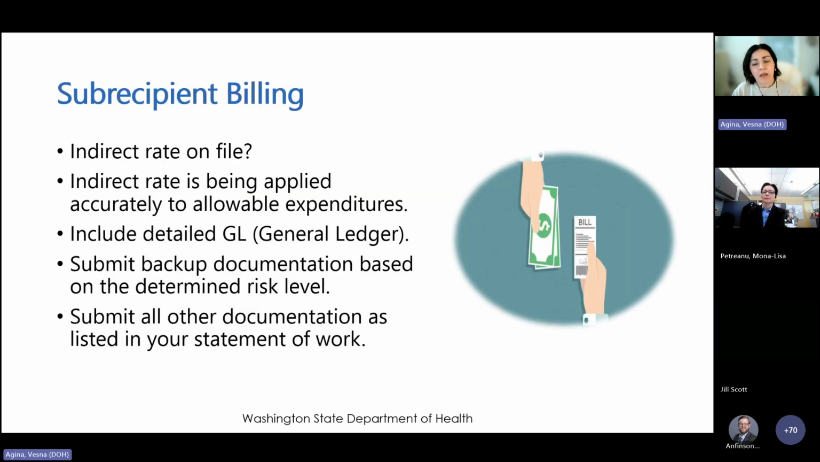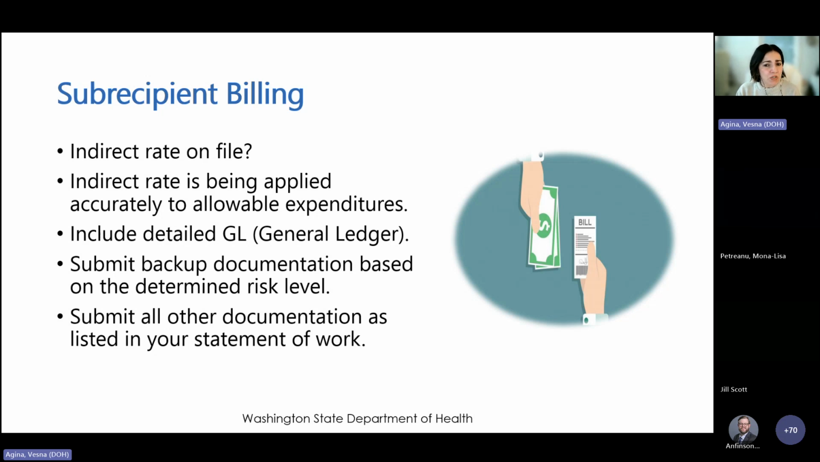And then when it comes to subrecipient billing, we kind of talked about this when we were talking about reminders for the indirect rate. For example, for 2026, you're going to probably start billing maybe next month, or you're billing quarterly, whatever the billing cadence for your organization is. But one thing we have to keep in mind is, do we have an indirect rate on file? So if you're submitting your rate, or electing to use the de minimis rate, whatever your situation is, just make sure that we have that on file.